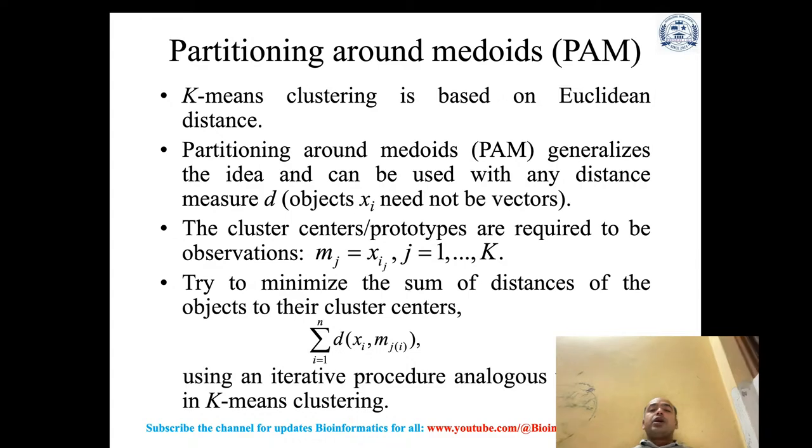Now, what is partitioning around medoids, or PAM? K-means clustering is based on Euclidean distance. Partitioning around medoids, PAM, generalizes the idea and can be used with any distance measure. The cluster centers, or prototypes, are required to be among the observations. It tries to minimize the sum of distances of the objects to their cluster centers by using an iterative process analogous to k-means clustering.